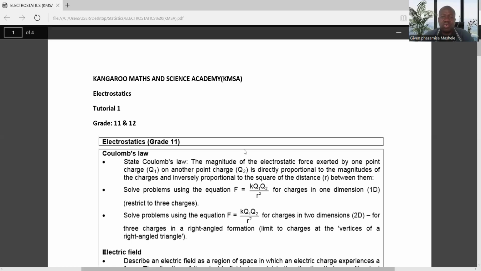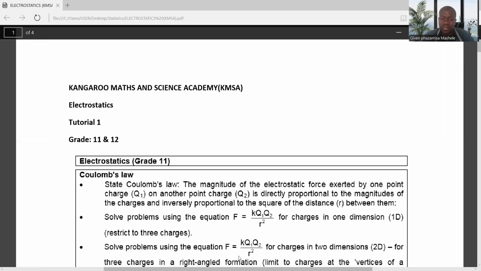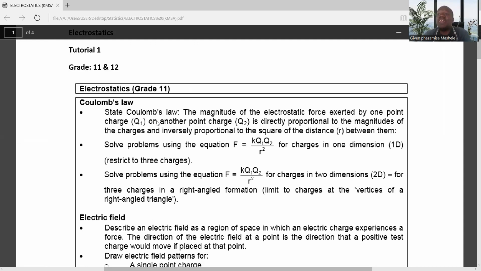Right, ladies and gentlemen, this is the slide for electrostatics. I believe you will enjoy the session. Right, without wasting time, let me take you through the paper. Under this electrostatics, this is a grade 11 topic actually, but it's also asked in grade 12. So both grade 11 and 12, this is the relevant video for you to look at.